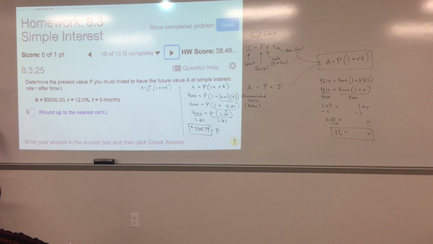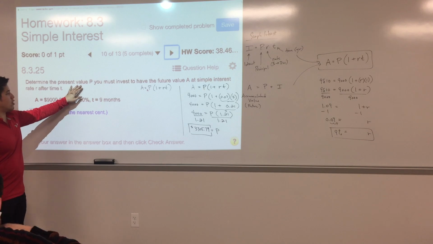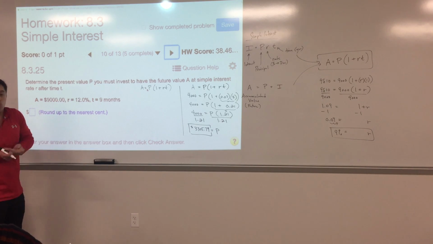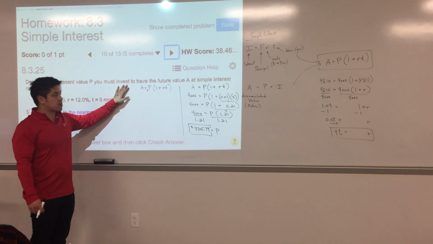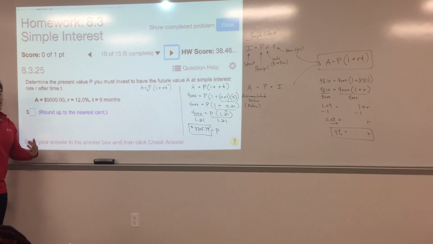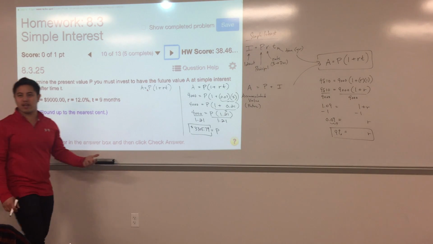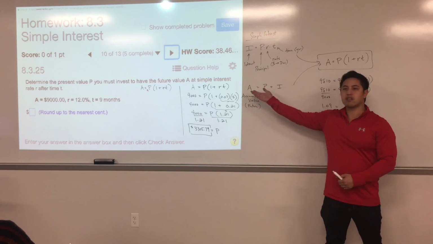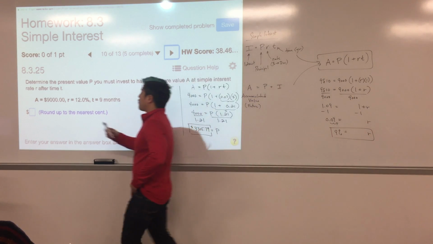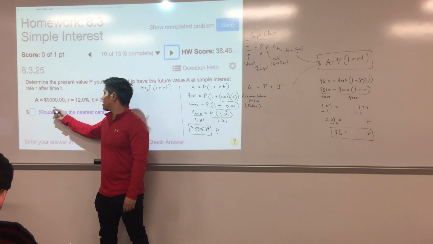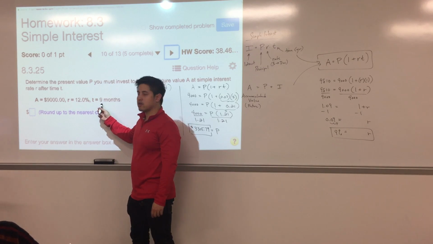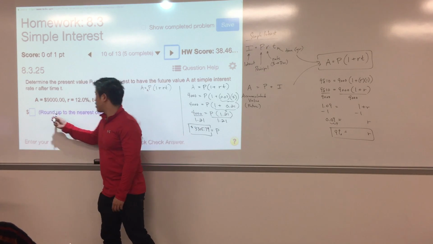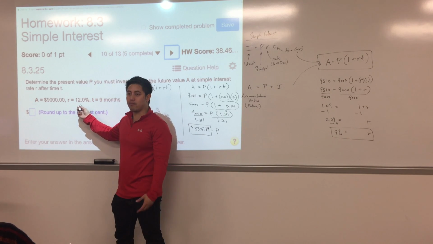So, they give you your future value, your rate, and your time. I just want to make a note here. They say determine the present value, which is also known as principal, right? Present is what you're putting in right now. You must invest to have a future value. So instead of talking about loans and loans and loans, they want you to understand it's not all about taking out a loan. You can invest stuff too, right? You go, hey, I have a goal of having $9,000 in 9 months. I found a way to earn that money at 12%.